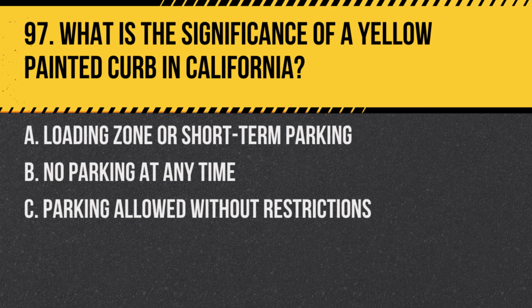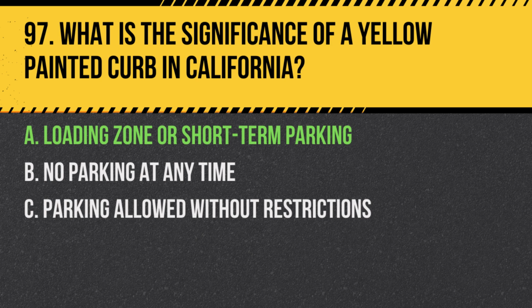Question 97. What is the significance of a yellow painted curb in California? A. Loading zone or short-term parking. B. No parking at any time. C. Parking allowed without restrictions.